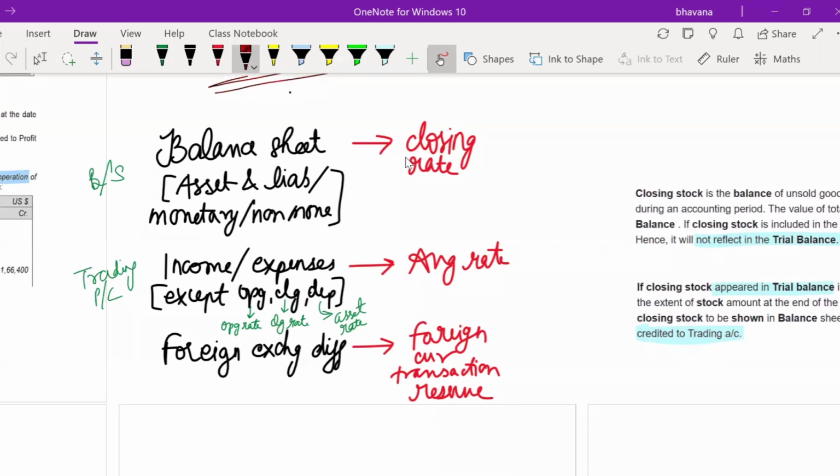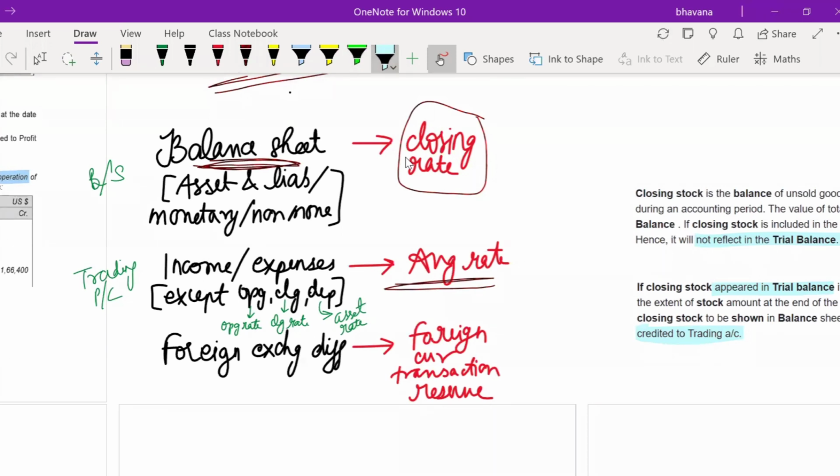Whatever balance sheet items are there, that is your assets and liabilities, here you will not think whether it is monetary or non-monetary. Current asset, current liability, fixed asset, everything. Whatever is a balance sheet item, take it at the closing rate. Income and expenses, that is trading and P&L related items, convert them at the average rate. So balance sheet item, closing rate. Trading and P&L item, average rate.